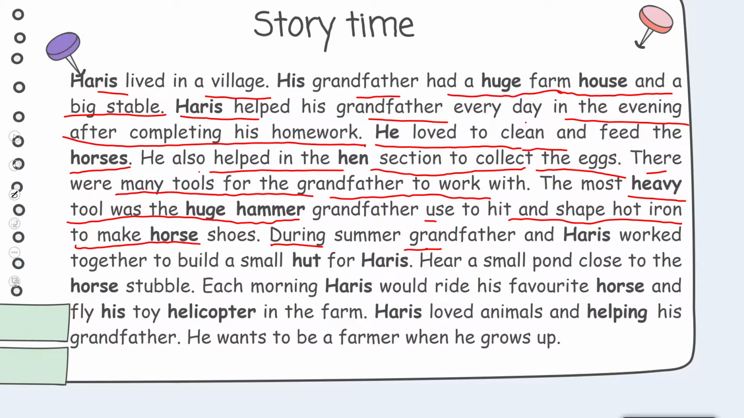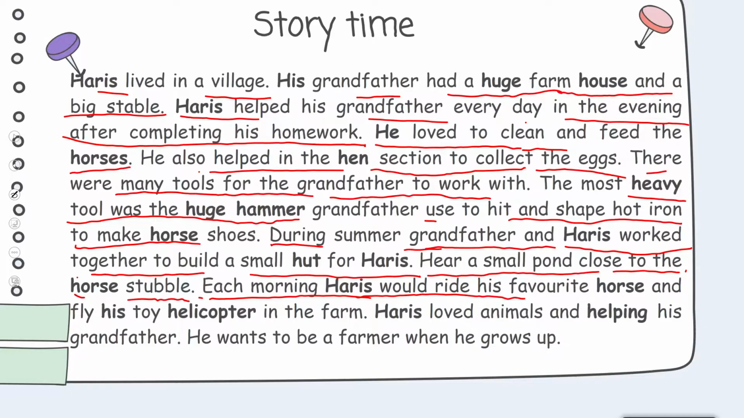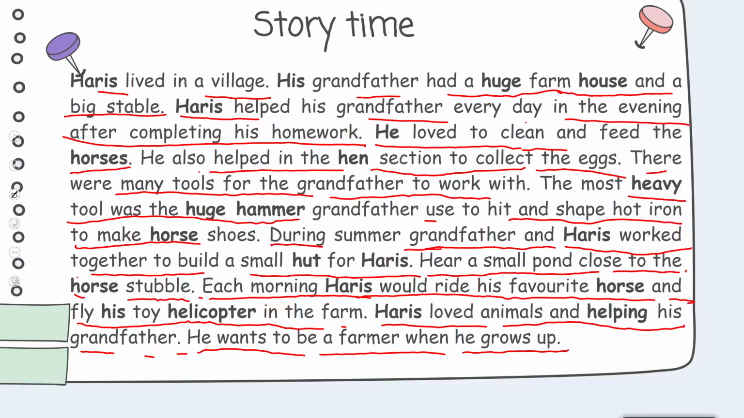During summer, grandfather and Haris worked together to build a small hut for Haris. Here, a small pond closest to the horse's stable. Each morning, Haris would ride his favorite horse and fly his toy helicopter in the farm. Haris loved animals and helping his grandfather. He wants to be a farmer when he grows up.